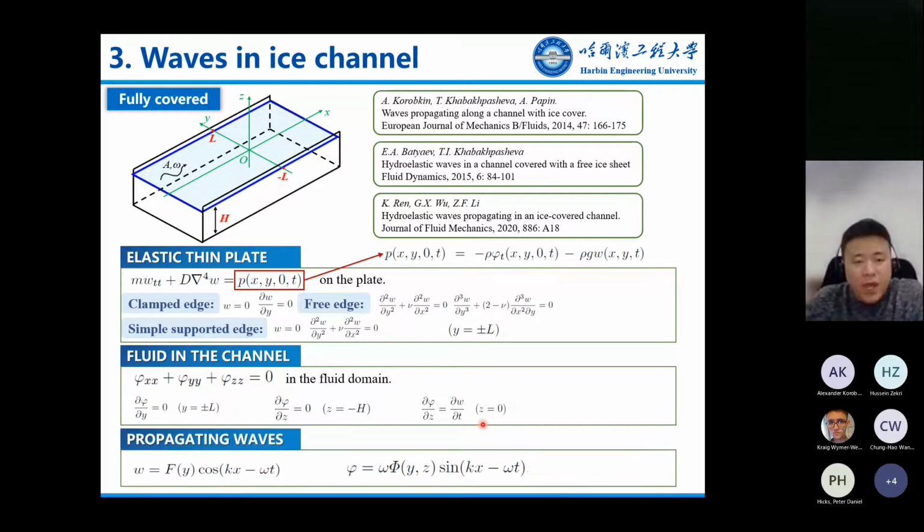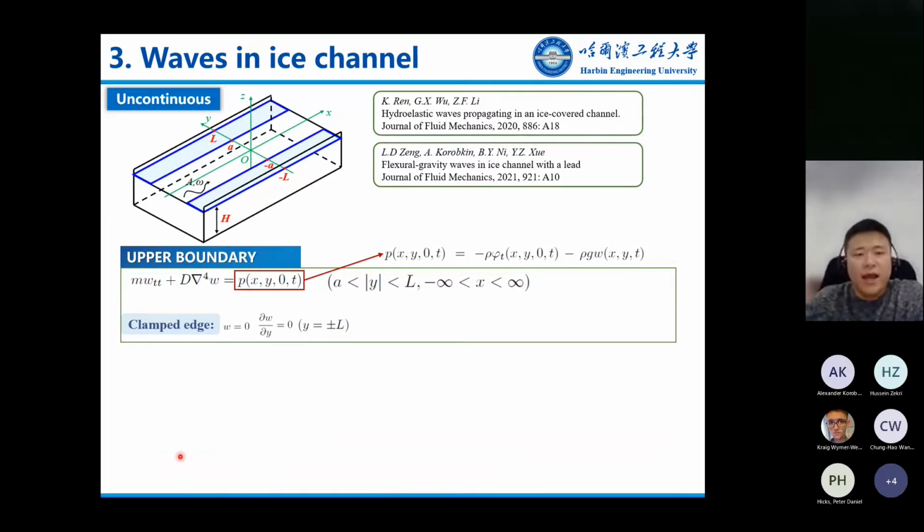For the propagating waves, we assume that they are sinusoidal waves propagating along the channel. Then we can write the form of the propagating wave as the profile function across the channel, multiplied by the cosine function along the channel. Using the kinematic boundary condition, the form of the potential can also be written in this form.